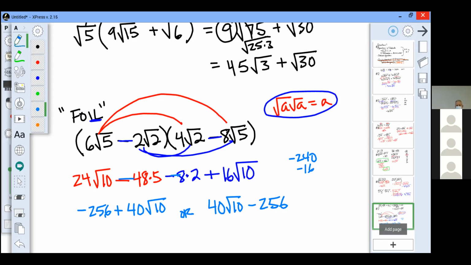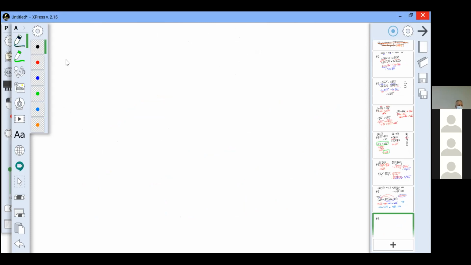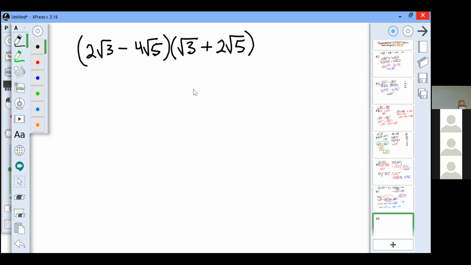Here, I'll give you one to try. And then we'll do a couple more things on this before we get to divide and then equations. I'll make them somewhat simplifiable.